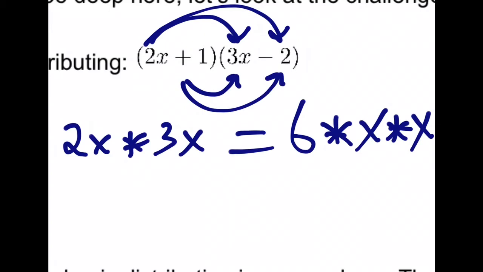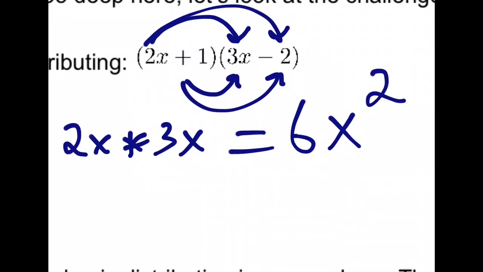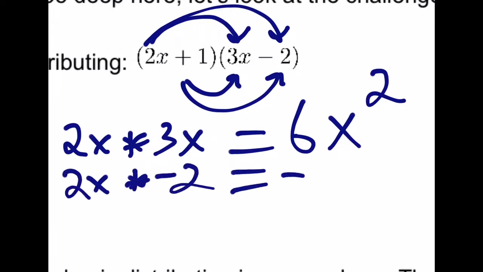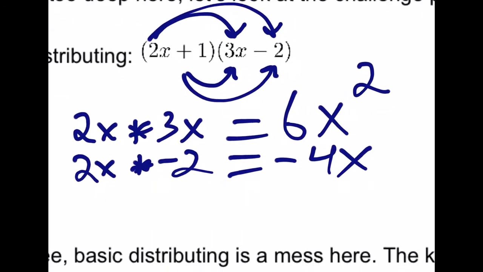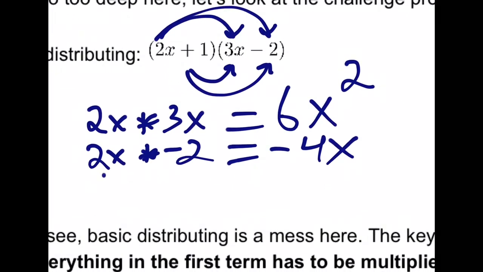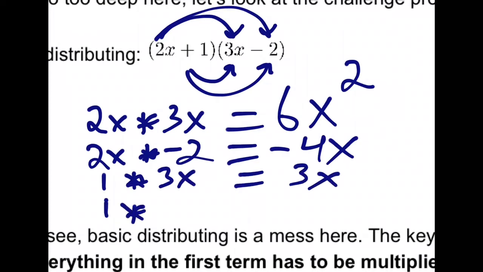A common convention when we're multiplying two x's like this is to use a degree of 2, or to simply rewrite that as x squared. Next up, I had 2x times a negative 2. This gives me a negative 4x. I follow this with a 1 times a 3x, which is 3x. And lastly, a 1 times a negative 2, or a negative 2.